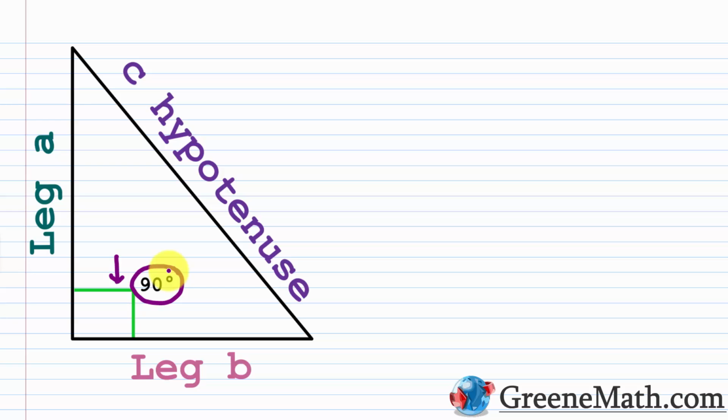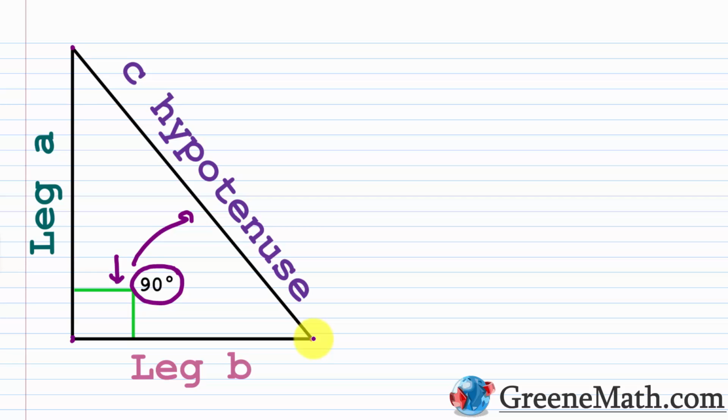Now, with a right triangle, we have this special relationship between the sides. You have these two shorter sides known as legs. You have this leg A, which is this vertical measure here. And then you have leg B, which is this horizontal measure here. And then you have C, which is the hypotenuse. The hypotenuse is always going to be opposite of the right angle, and it's the longest side. Most of you already know this.